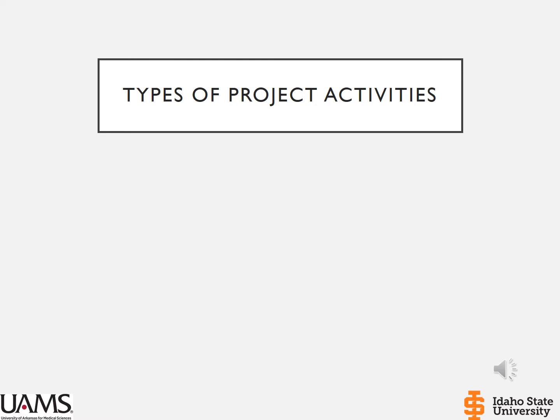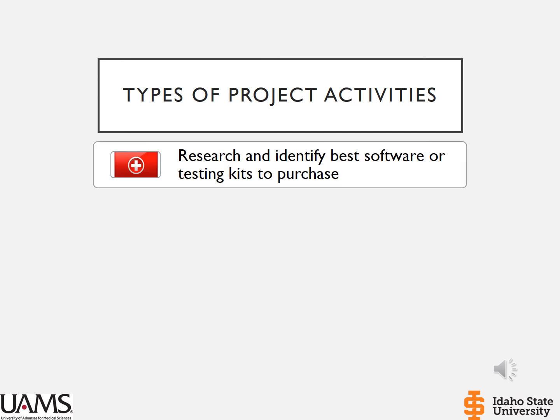The types of activities you'll be asked to do is going to vary, of course, by the project chosen. But you may be asked to do a variety of different types of activities that you may or may not have completed before. So here are just a few examples. You may be asked to research and identify the best software or maybe a testing kit to purchase. This could be in the instance where a pharmacy has not started a service yet and they still need to buy some equipment in order to provide the service.